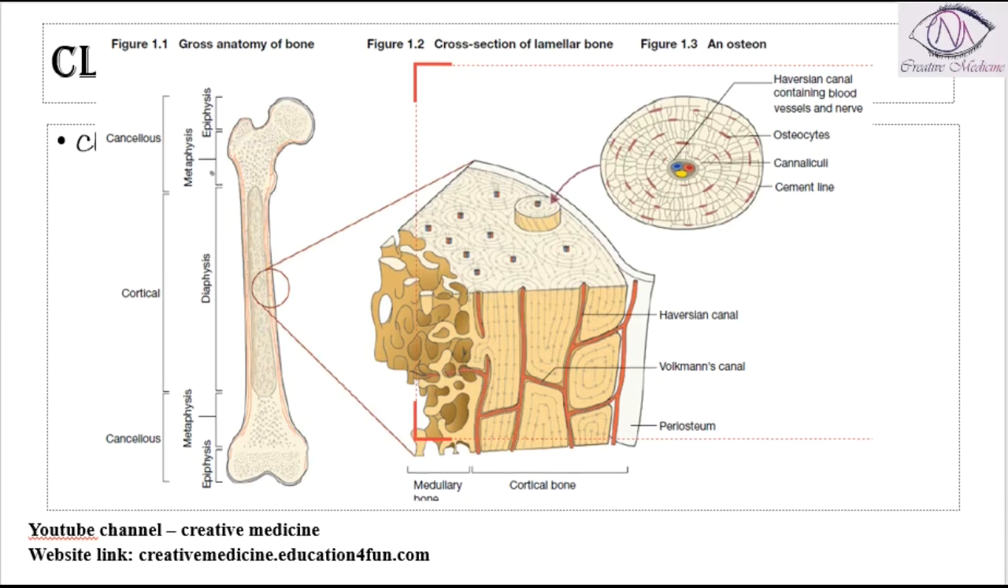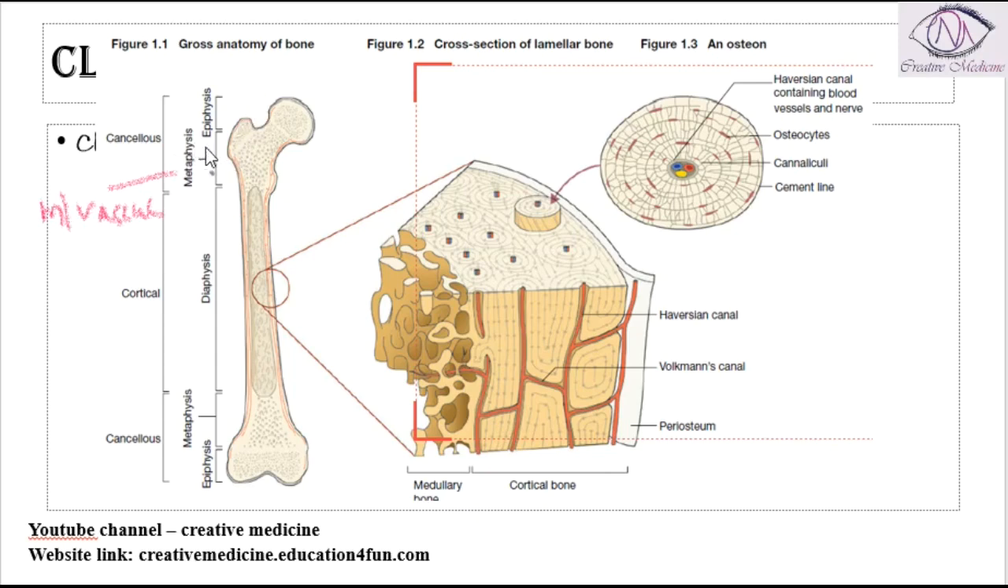This metaphysis is the most vascular area of the bone and it is the most common site for infections. So, the metaphysis is the most vascular area of the bone, and the most common location of infection is the metaphysis.